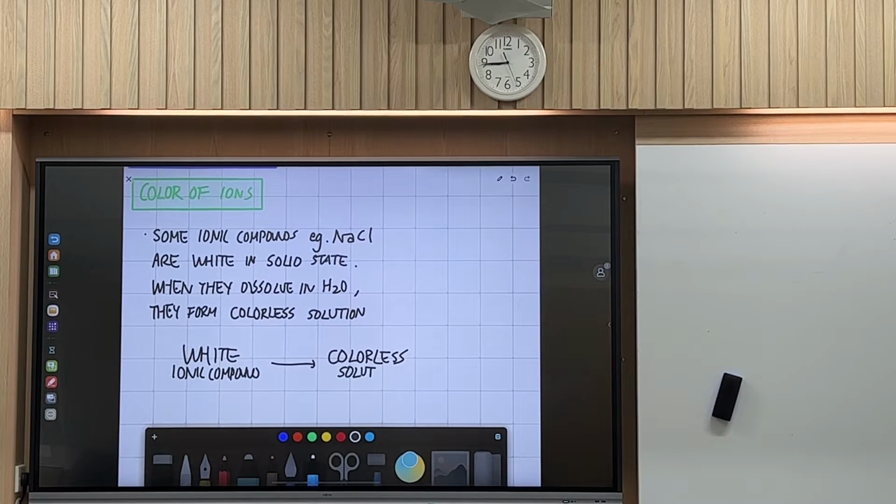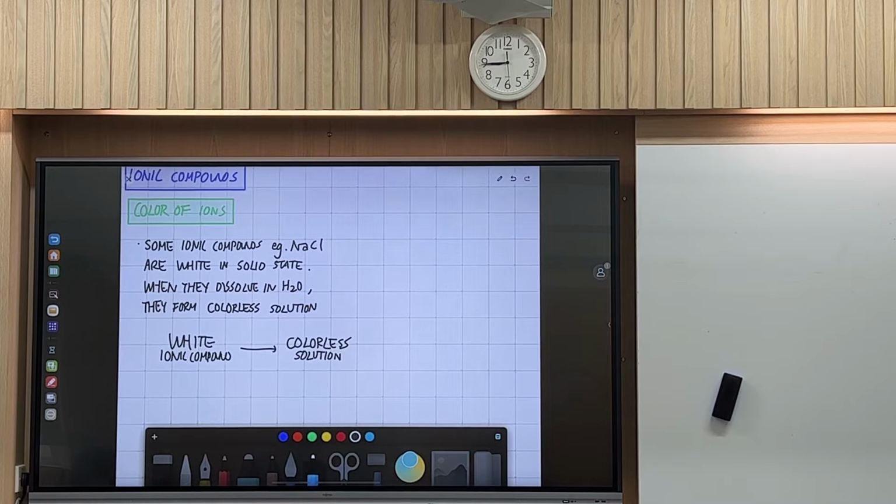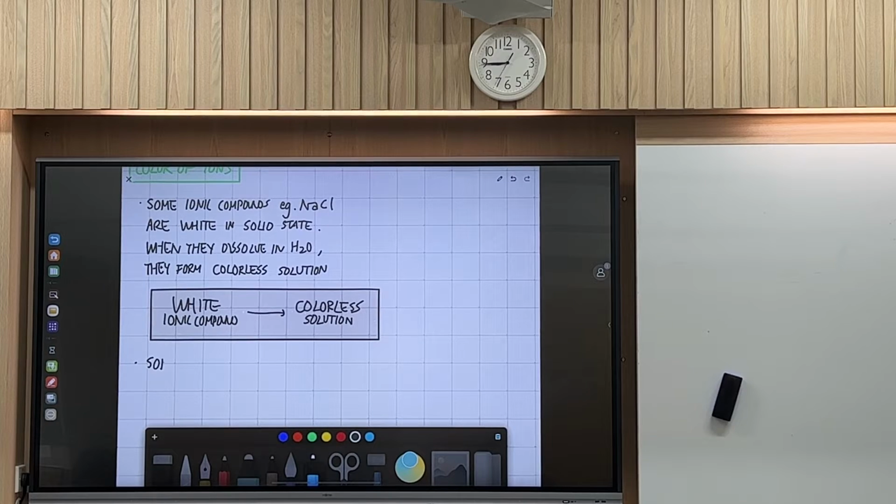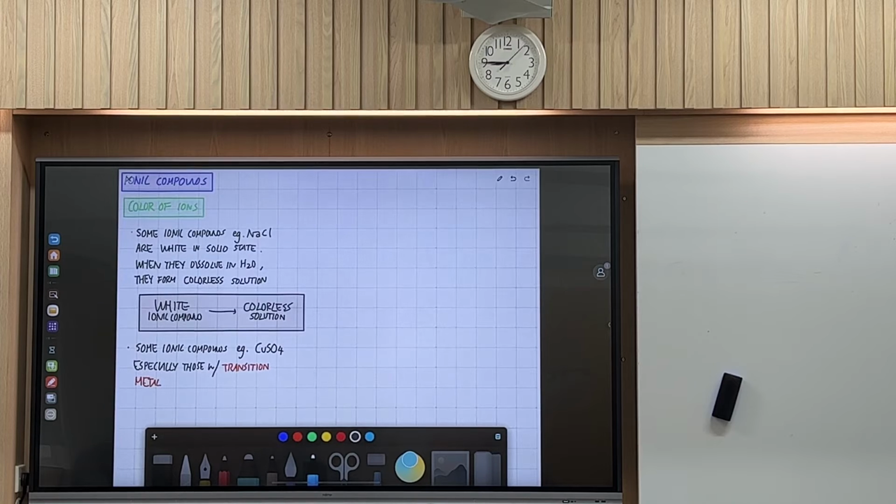And you can do an experiment on dissolving and find out that white compounds dissolve to form colorless solution. Some other compounds, especially those with transition metals, for example copper sulfate. Let me write this in a special color. So transition metals, where can we find them? We find them between group 2 and group 3.